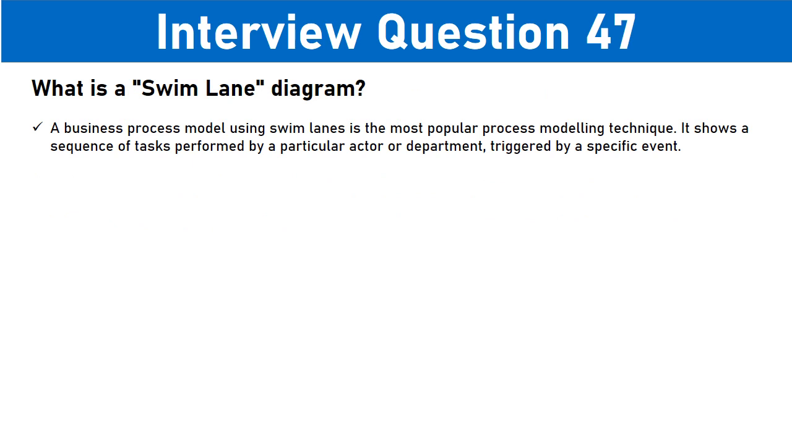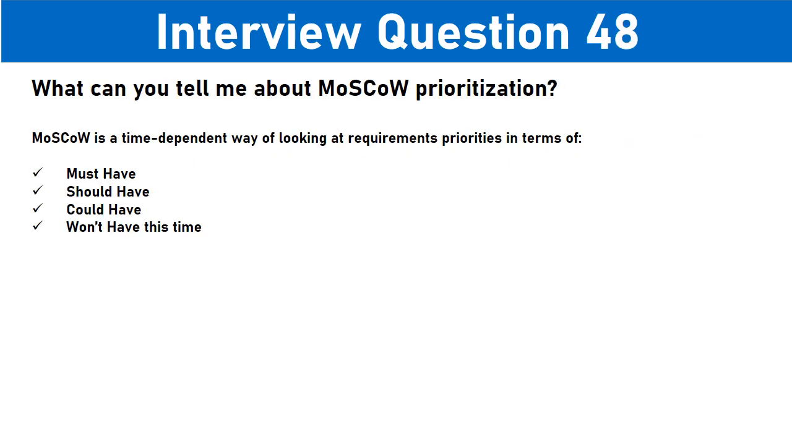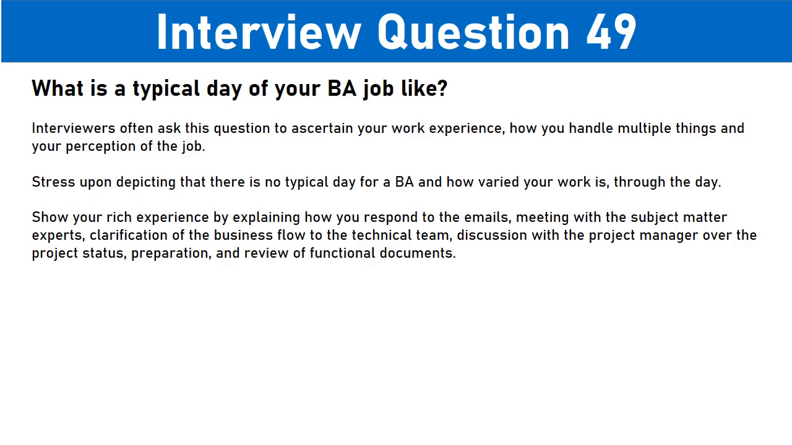Interview question 47. What is a swimlane diagram? A business process model using swim lanes is the most popular process modeling technique. It shows a sequence of tasks performed by a particular actor or department, triggered by a specific event. Interview question 48. What can you tell me about MoSCoW prioritization? MoSCoW is a time-dependent way of looking at requirements priorities in terms of must have, should have, could have, won't have this time.